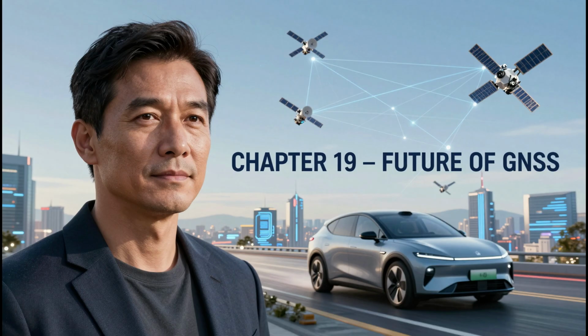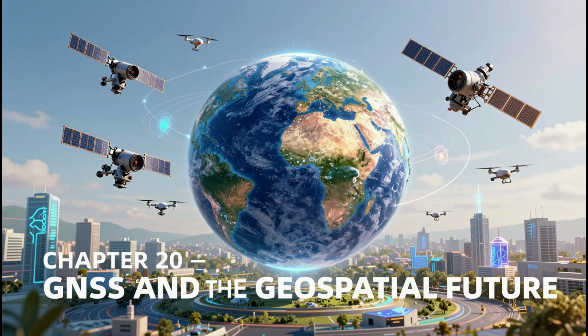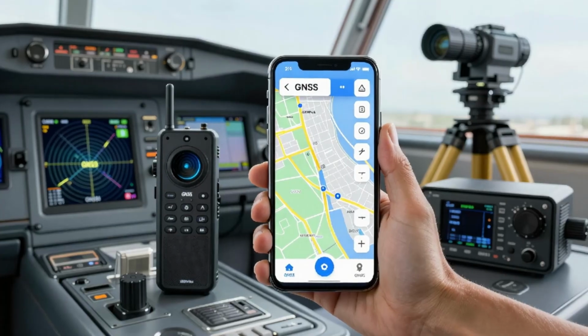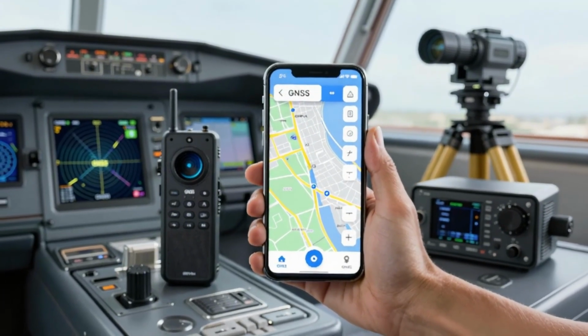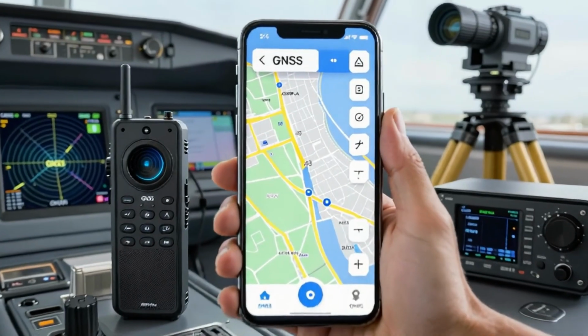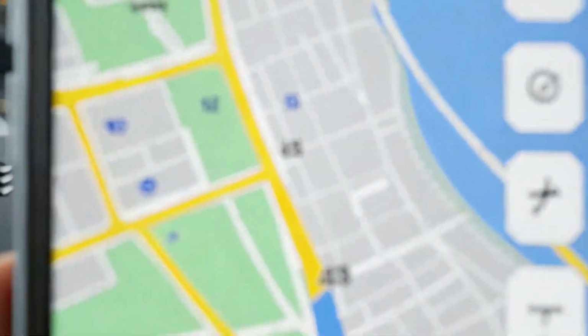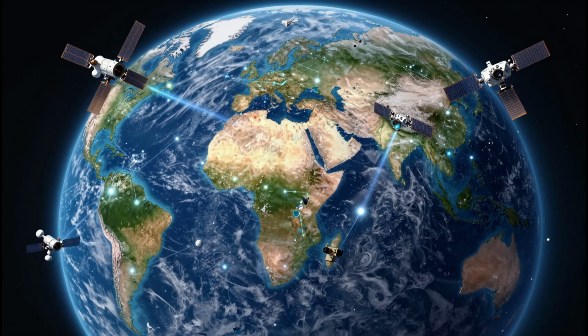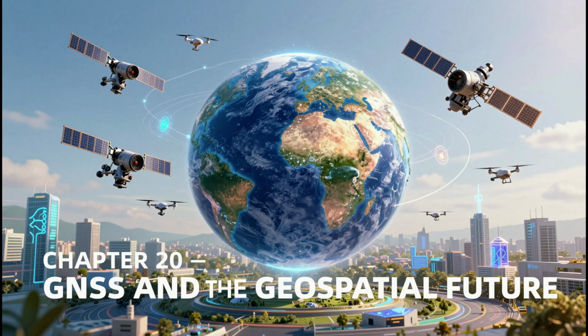Chapter 19. The future of GNSS. The future of GNSS is exciting. Emerging developments include multi-constellation positioning, multi-frequency receivers, artificial intelligence integration, autonomous vehicles, smart cities, Internet of Things applications, advanced satellite augmentation systems, real-time global corrections. These innovations will improve positioning accuracy, reliability, and availability worldwide.